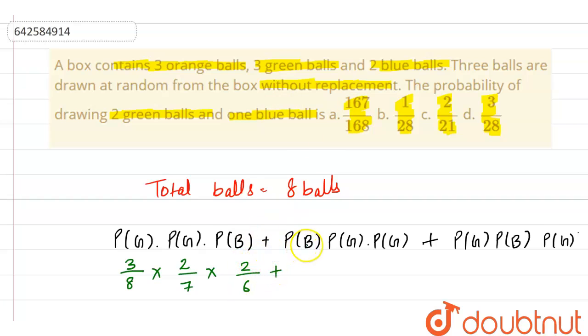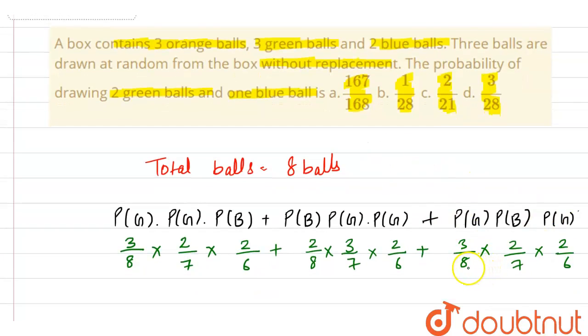Now plus the probability of blue ball, that is 2 by 8, because there are total of 2 blue balls and total of 8 balls, into 3 by 7 because of without replacement, and then it is 2 by 6, plus the probability of green, that is 3 by 8, the probability of blue, that is 2 by 7 because of without replacement, and the probability of green, that is 2 by 6, because the question says without replacement, so as we are drawing, the total number of balls is going on decreasing.